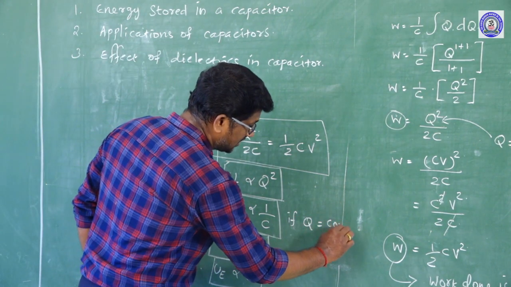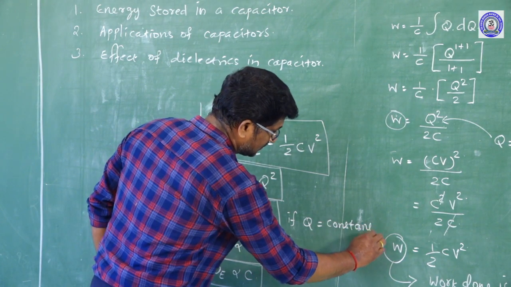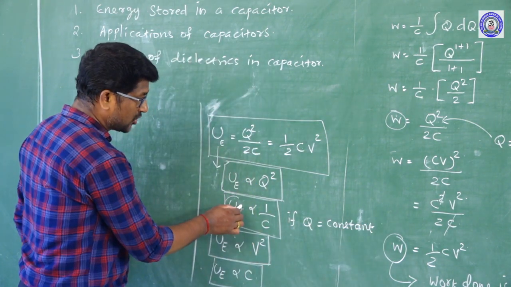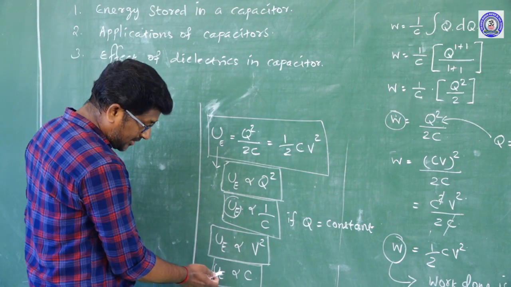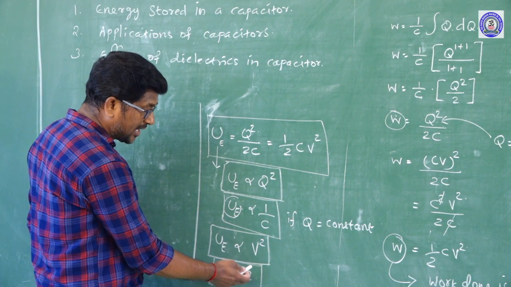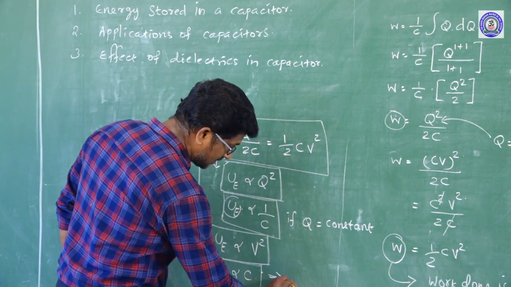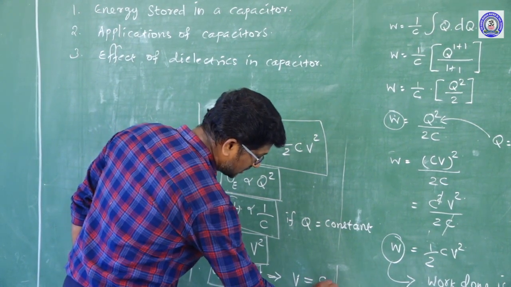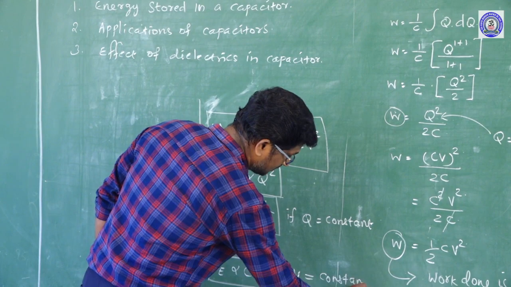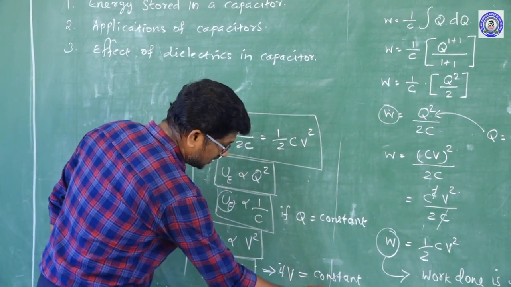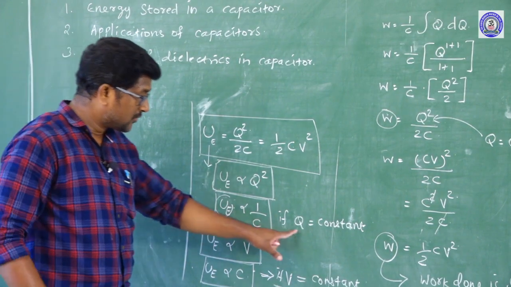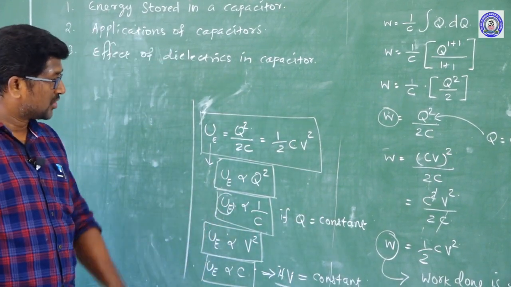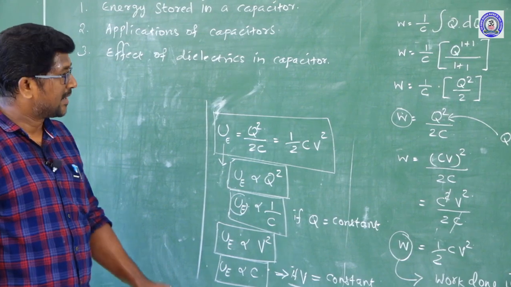If Q is constant, then electrostatic potential energy is inversely proportional to capacitance. But here electrostatic potential energy is directly proportional to capacitance. In this case V is constant. If V is constant, U is directly proportional to C. If Q is constant, electrostatic potential energy is inversely proportional to capacitance.